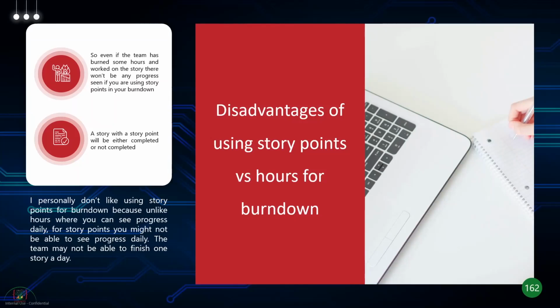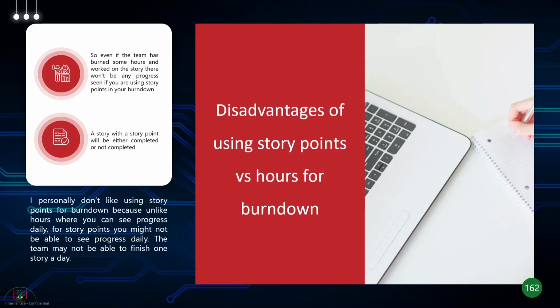So when it comes to burn down, right, on the y-axis, there are some teams which like to do story points. There are some teams which like to do hours remaining. I personally prefer hours remaining, and I'll tell you why. So what happens is with story points, unlike hours, where you can see the progress every day, with story points you cannot see the progress every day, right? Because you will only see the progress in story points when a story is accepted, right?